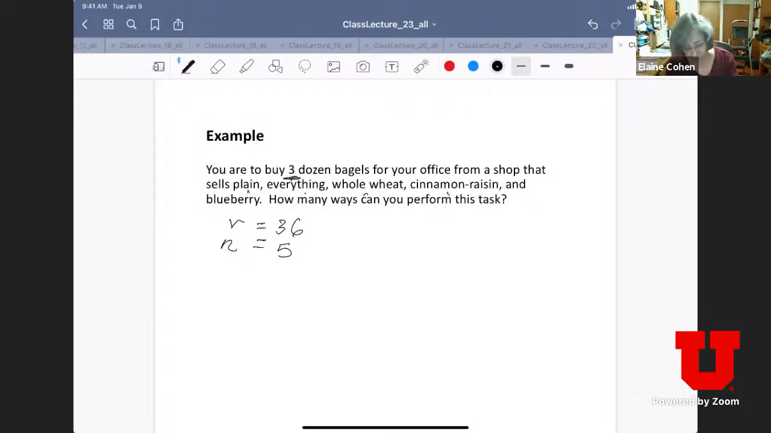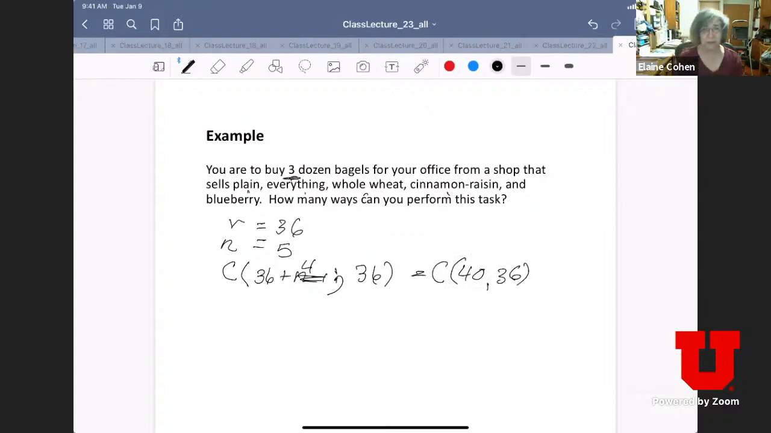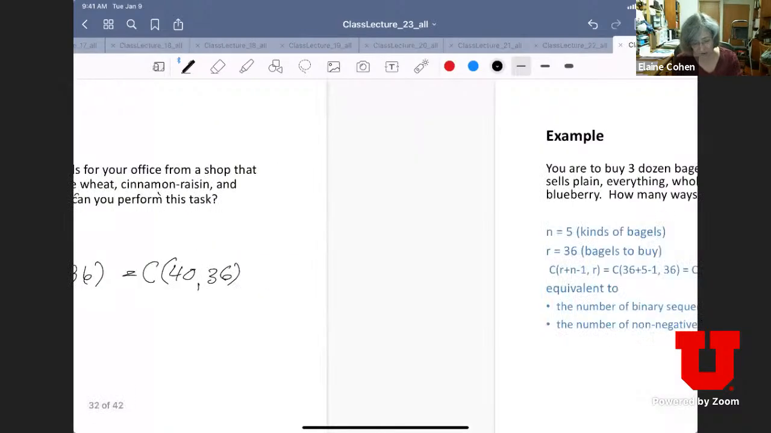So the number of ways you can perform the task according to our rule is, okay, R plus N minus 1, that's 40, choose R, which is the number of ways of choosing 36 things from 40. It's a big number. If you throw in a baker's dozen, you replace 36 by 39. Okay? Good. That problem is always a fun problem.